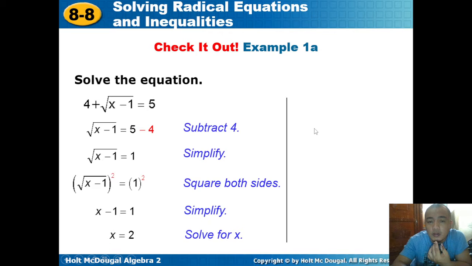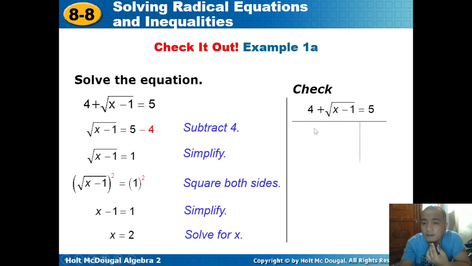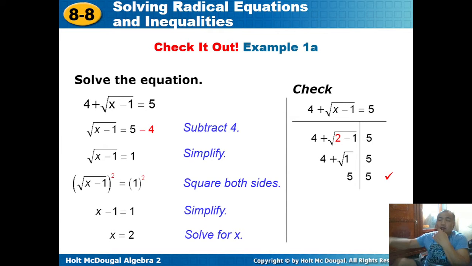Substitute x by 2 in the original equation for checking. 2 minus 1 is 1. Square root of 1 is 1. 4 plus 1 is 5. 5 equals 5, correct. So 2 is the solution to the radical equation 4 plus square root of x minus 1 equals 5.